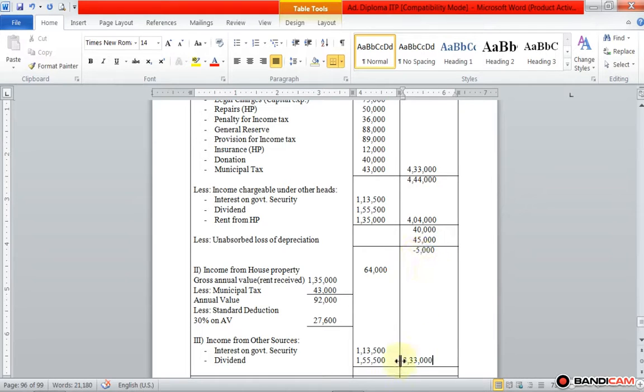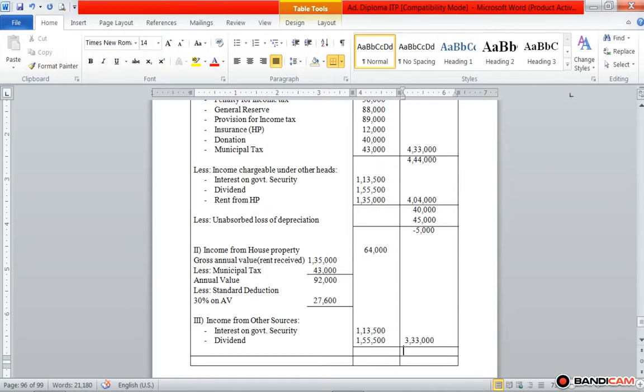Okay, so here income from business, or loss from business, is rupees 5,000. So the loss is deducted from the income. So here 3,33,000 minus 5,000, here we get 3,28,000.